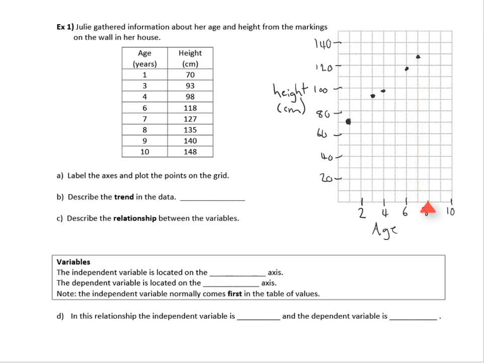Age 8, height of 135. So at the 8, go up to 135. That would be about halfway between the 130 and 140. And then age 9 is 140, so it's going to be on the 140. Then age 10, 148, so it'll be close to the very, very top. And that's what your graph should look like.